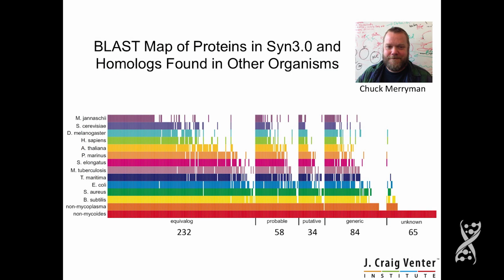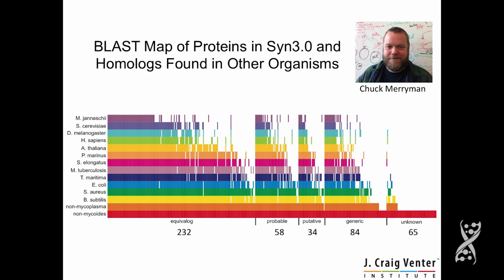So the next thing was to look at the gene content. Chuck Merriman did a blast against 13 different organisms here, and he put the genes into 5 classes. The largest class here are what he called equivalogs. They're well-documented genes in the literature where there's no doubt about what the function is. The next group, 58 genes, were what were called probable. In other words, almost anybody would say we know what they do.